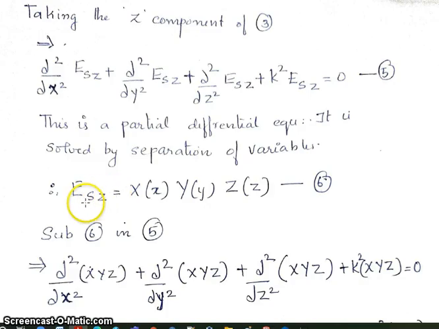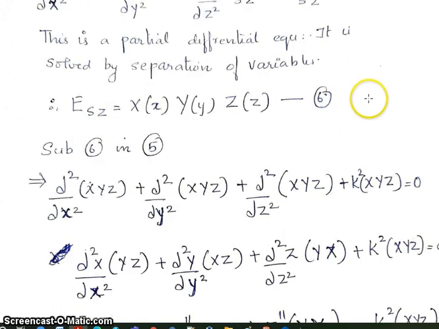So accordingly, we can write Ez is equal to capital X of x, capital Y of y, and capital Z of z. That is equation 6. Next, I am going to substitute 6 in 5, so that I can write: ∂²/∂x² of XYZ, ∂²/∂y² of XYZ plus ∂²/∂z² of XYZ plus k² XYZ is equal to 0.